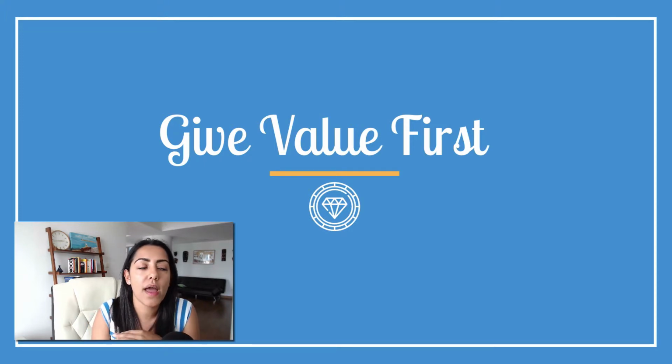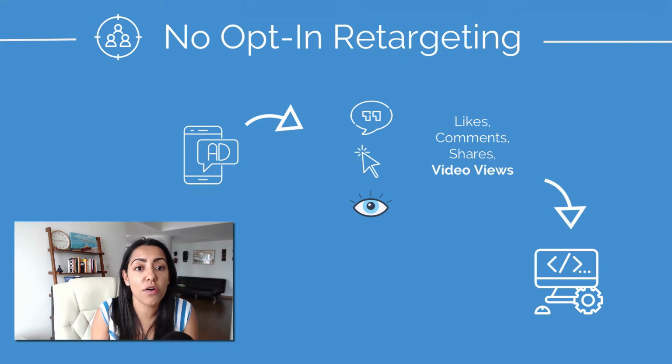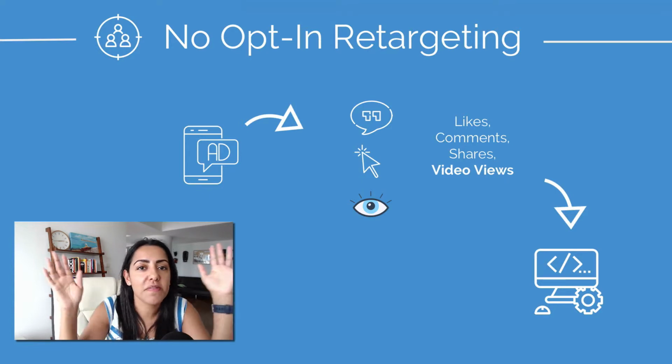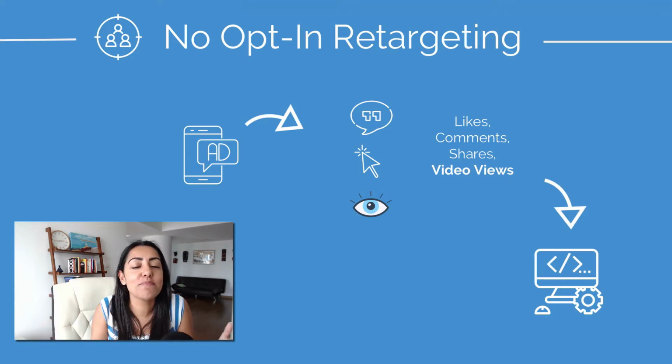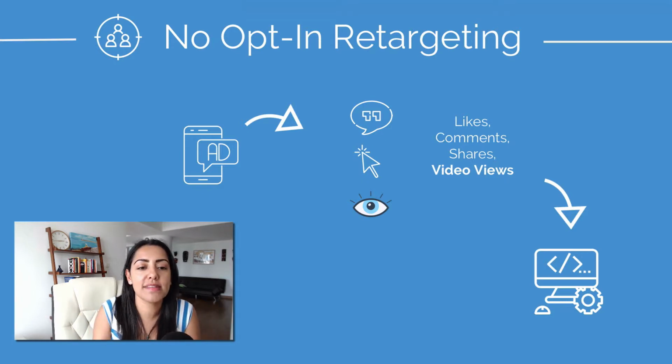But either way, you're supposed to be giving value, and you're giving value in a way where you are not asking for anything in return. And this is called the no opt-in retargeting strategy. I haven't come up with a super fancy name for it yet, but this is basically what it is. You may have seen some ads by people where it's like, check this out, no opt-in, you can get it right now for free.